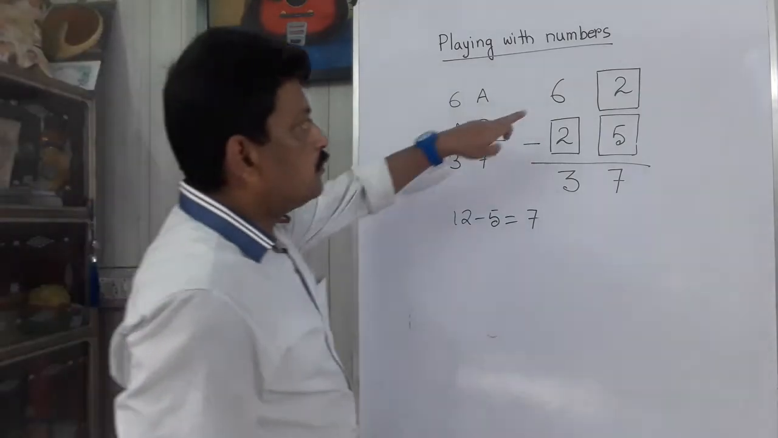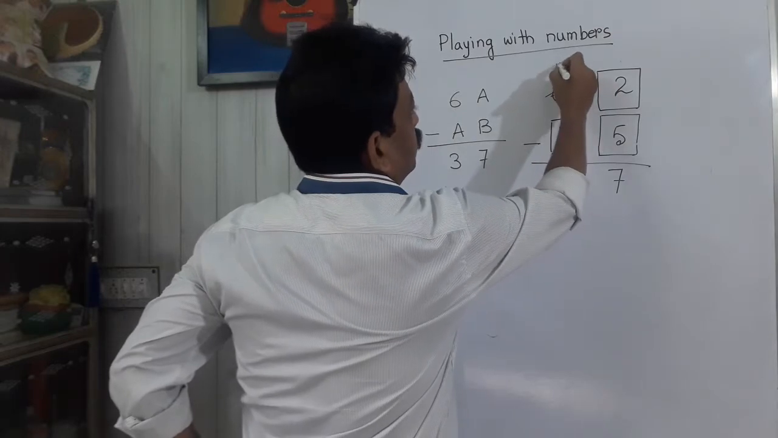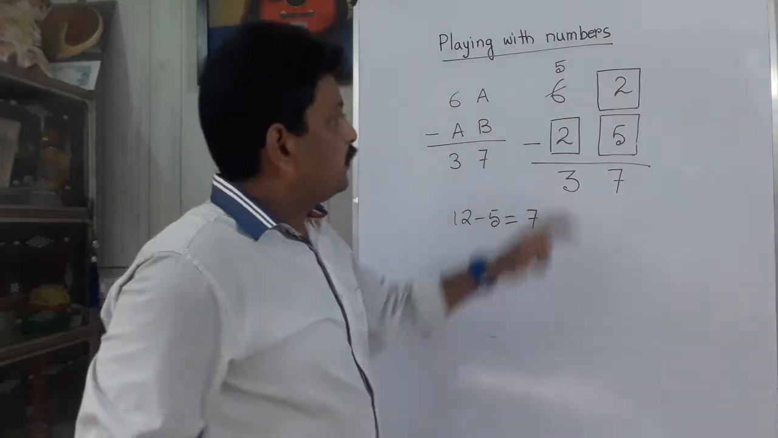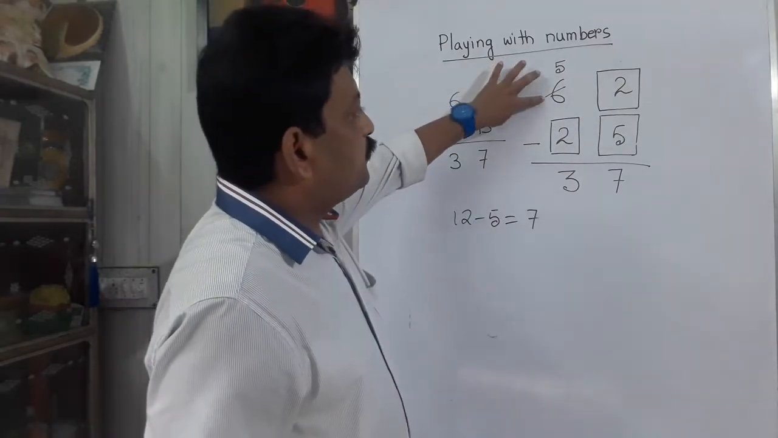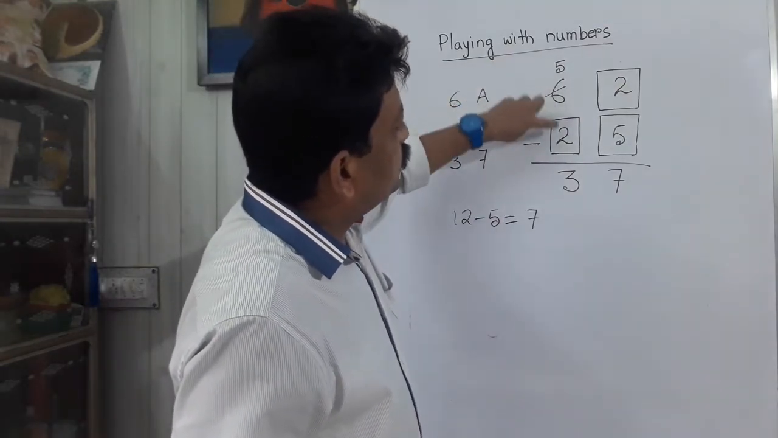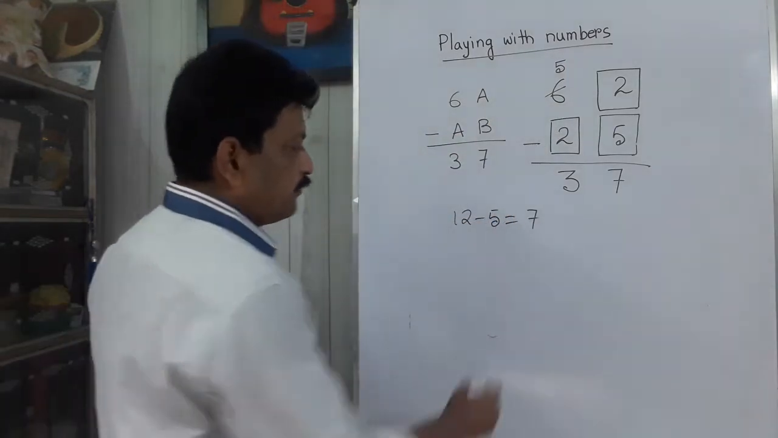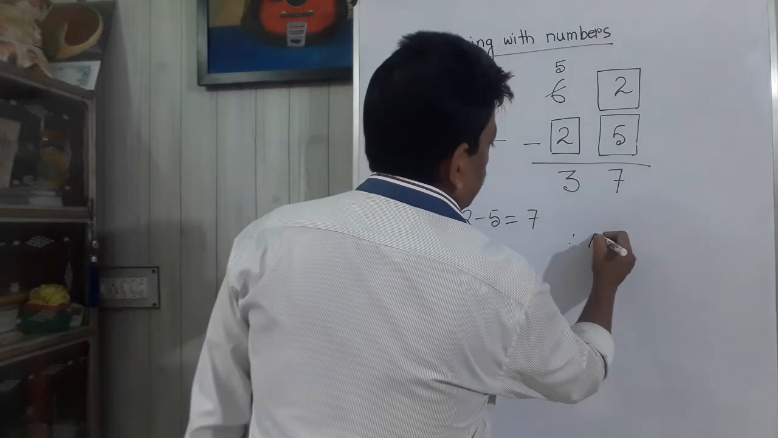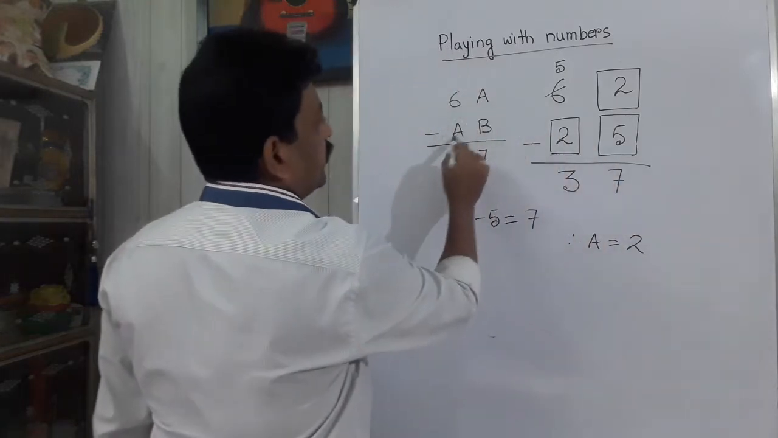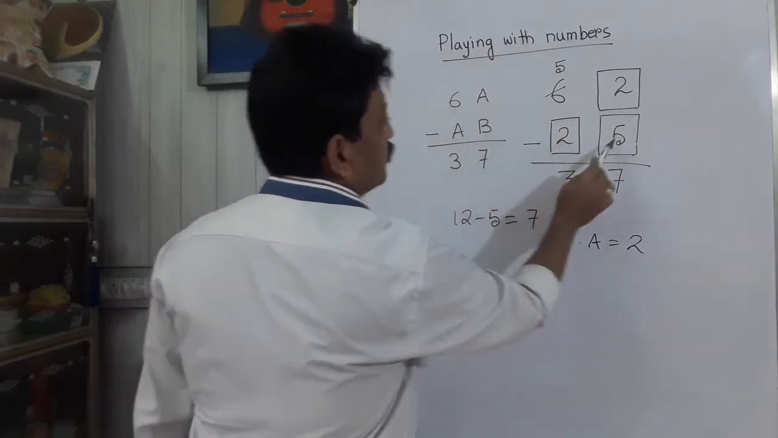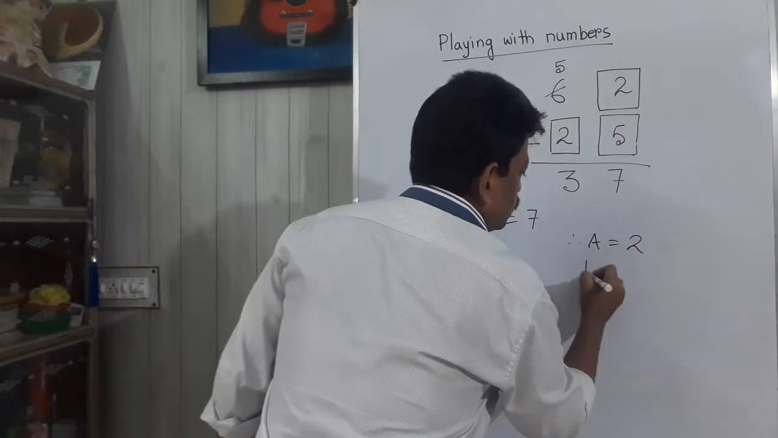Now since 1 is borrowed from this number, this number will become 5 now, because I have taken 1 and made this 12. So 1 is borrowed from 6, so it gives 5. Now 5 minus 2 is how much? 3. So see, our answer is matching. Therefore we can say that A is equal to 2, both the A are replaced by 2, and B is 5. Okay, sorry, B is equal to 5.